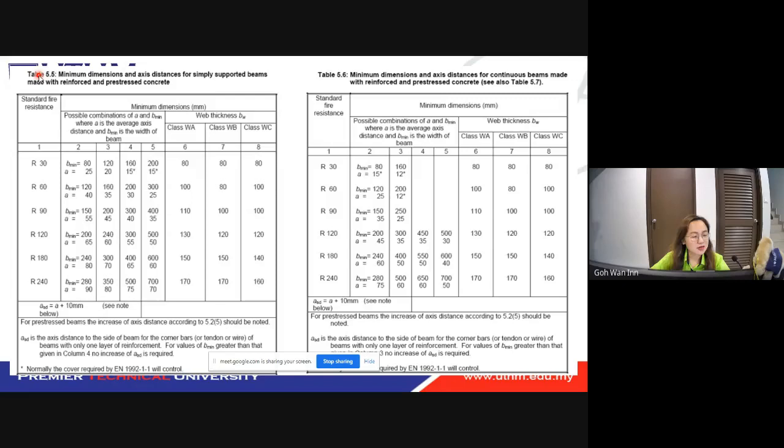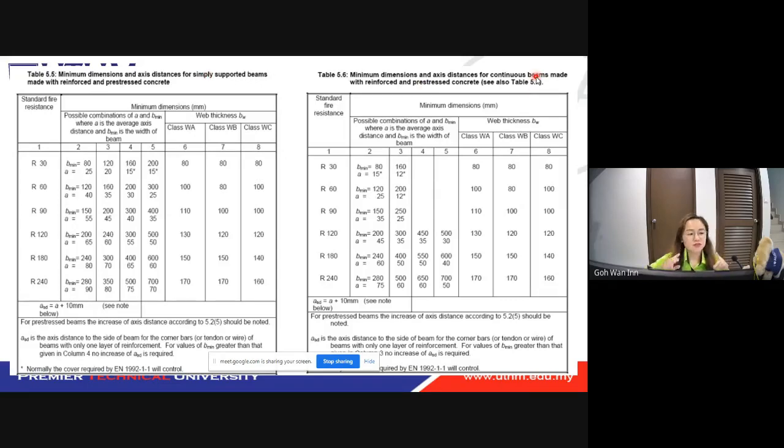So this is the table. Everyone, can you find this table in your Eurocode? Make sure you have this. If you want to take the exam, you need to have this. So you can see that this is the minimum dimension and axis distance for simply supported beam made with reinforced and pre-stressed concrete. And this is the minimum dimension and axis distance for continuous beam. So this is for the simply supported beam, and this is for the continuous beam.